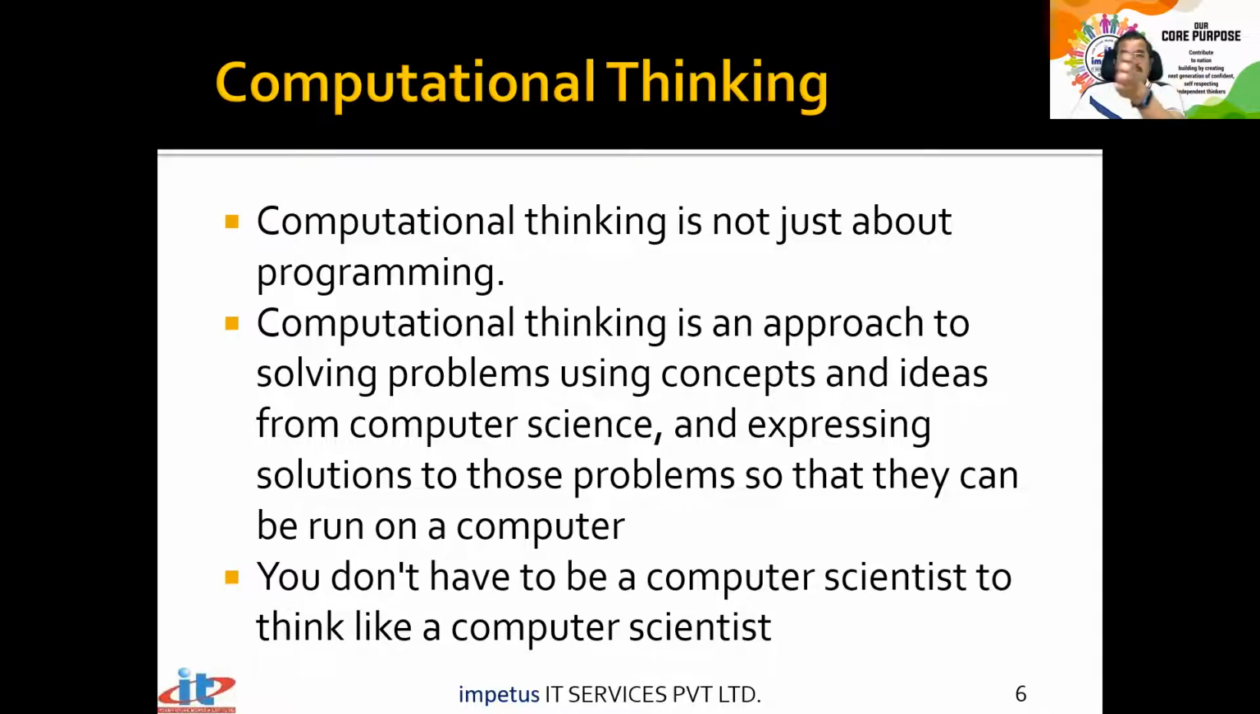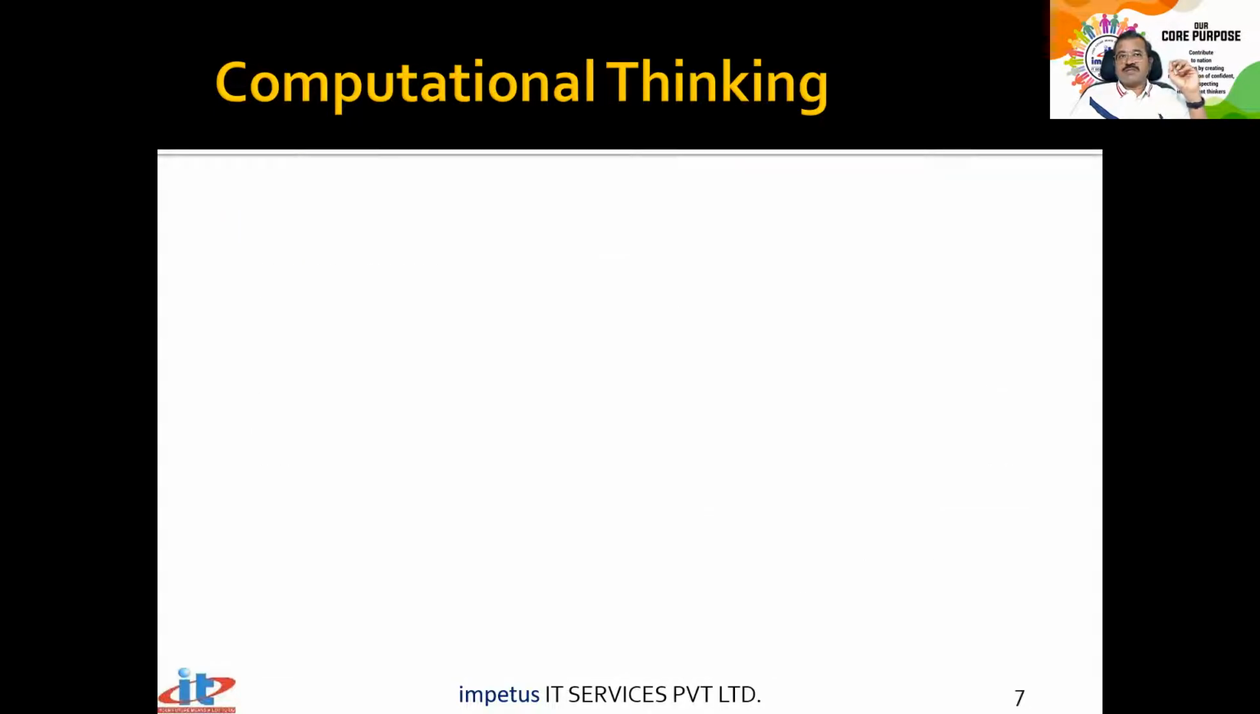Why is this done in this particular fashion? They will have some justification. There is this reason why I'm doing so and so, why this operation has been done today. So to think like a computer scientist, you don't have to be a scientist. You have to have that attitude, a thinking process, which is more computational.